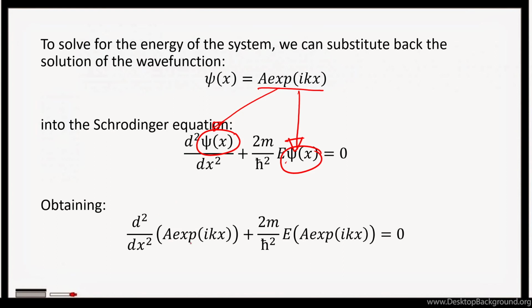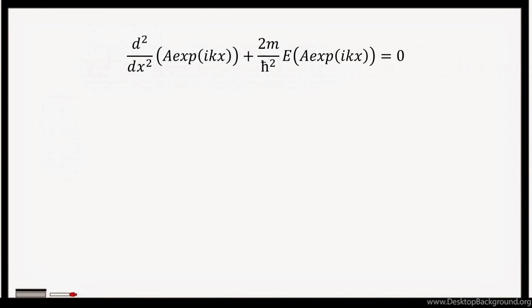We get the second derivative of A exponential I kx with respect to x squared plus 2m over h bar squared E times A exponential I kx is equal to 0. From here, we can now isolate E to get the energies permissible for that particle in free space. So we have this.